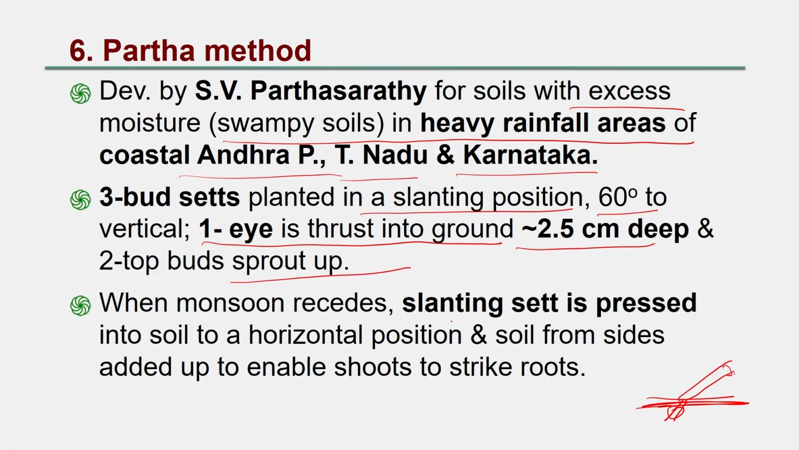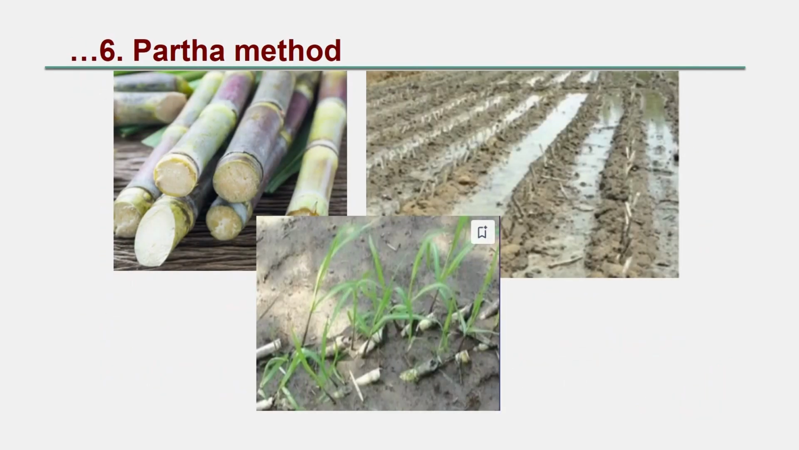When the monsoon recedes, the slanting set is pressed into the soil to a horizontal position and soil from the sides is added to enable shoots to strike growth. Now, you can see how this method performs. These are the sets and they are planted in a slanting fashion on ridges. This is under waterlogged conditions, and then these sets are pushed to a horizontal position into the soil. Then they start growth.